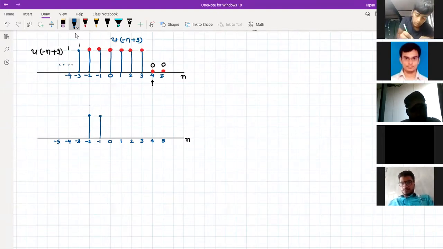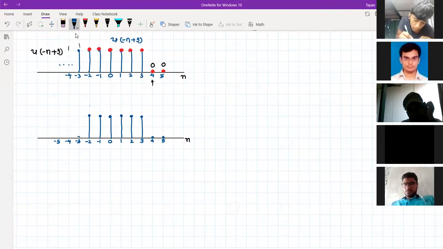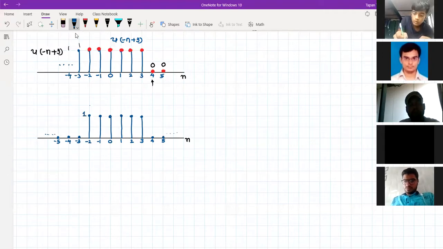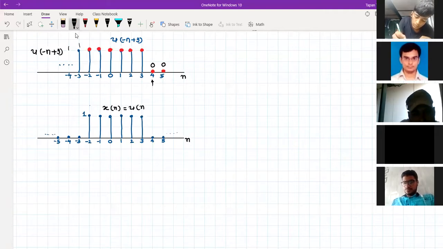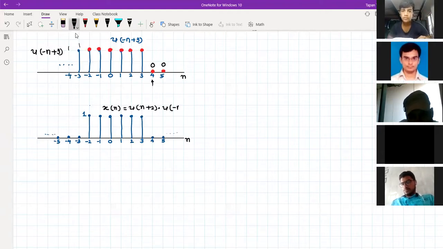At minus 1, it is 1. At 0, it is 1. At 1, it is 1. At 2, it is 1. And at 3, it is 1. Everywhere else, it is 0, 0, 0, 0, 0, and so on. Understood? So this is x of n, which is equal to u of n plus 2 into u of minus n plus 3.